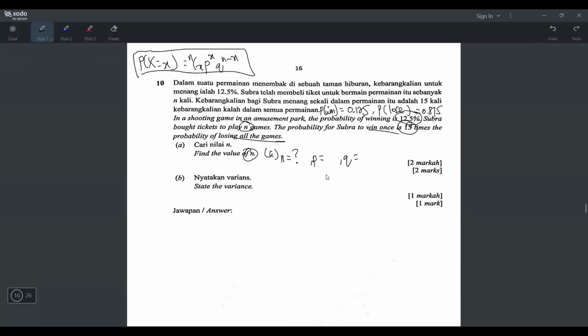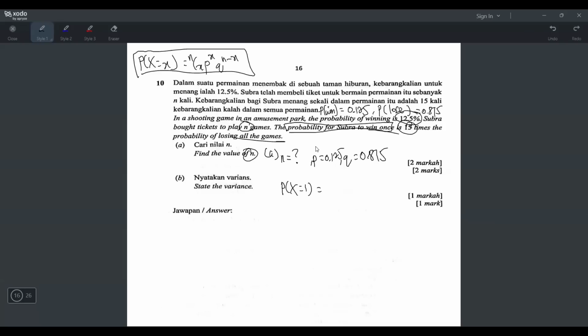And then p is the probability of success. q is the probability of failure, right? So you have two probabilities here, but which one is the p? Which one is the q? Okay, because they say here probability of Subra to win once is 15 times the probability of losing all games. So what I will do is I will assume that winning is the probability of success. It means I can make the p 0.125 and then q is 0.875. Okay, and if I write like this, then later the probability for Subra to win once will be P(X = 1), because I make winning success, right? It means if you win one game, then success.